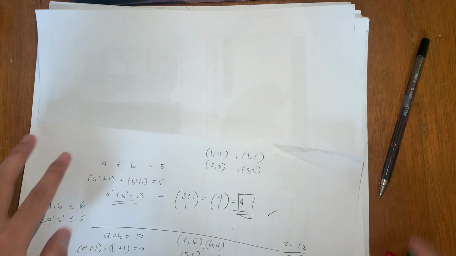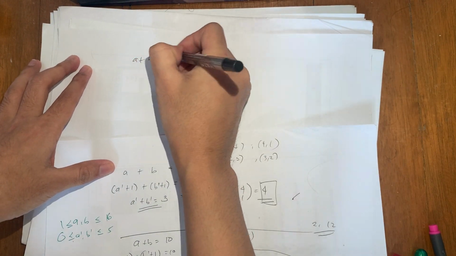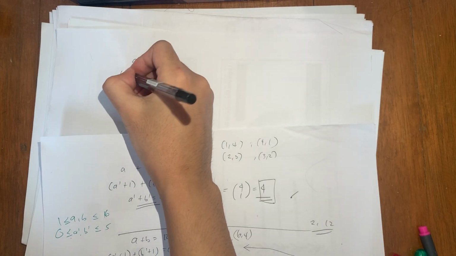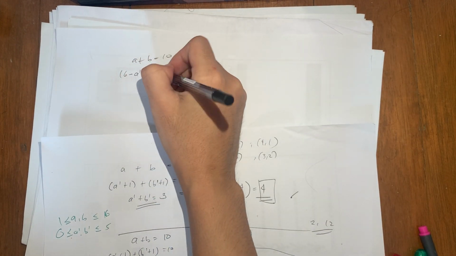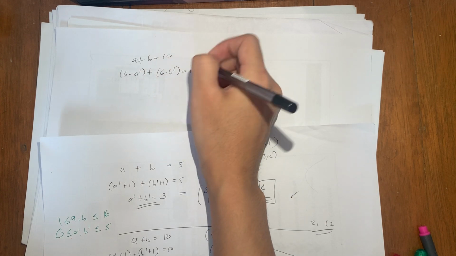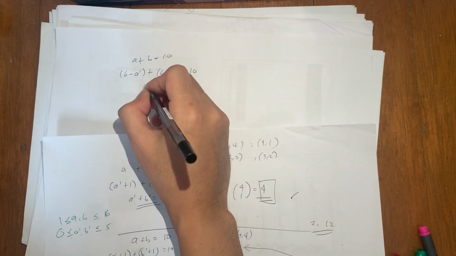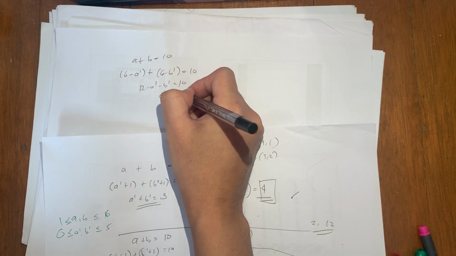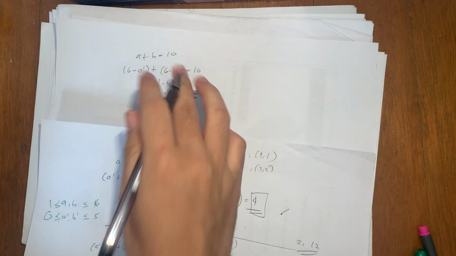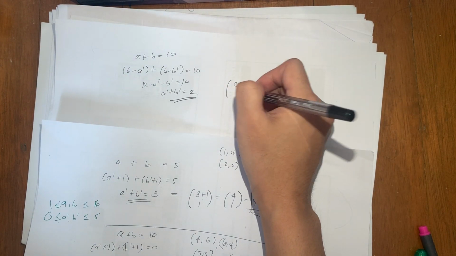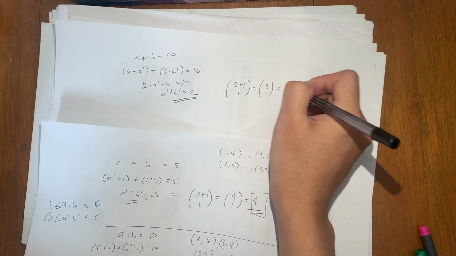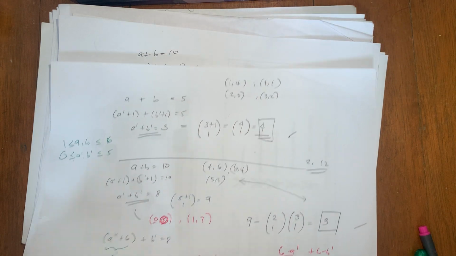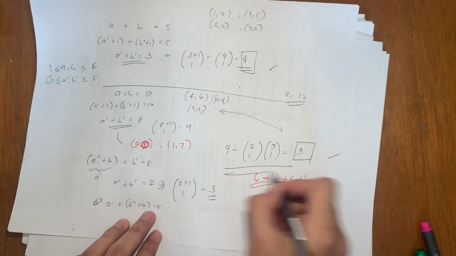So a plus b is equal to 10. Let's use a substitution 6 minus a prime and 6 minus b prime. So this is 6 minus a prime plus 6 minus b prime is equal to 10. You simplify that and you'll get 12 minus a prime minus b prime is equal to 10. So a prime plus b prime is equal to 2. The number of solutions for this one is, of course, 2 plus 1 taken 1, or 3 taken 1, or 3. Mas madali. Like, you don't have to use the principle of inclusion and exclusion anymore, unlike for this one.